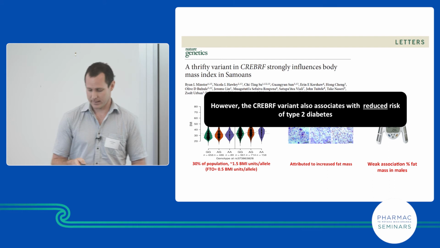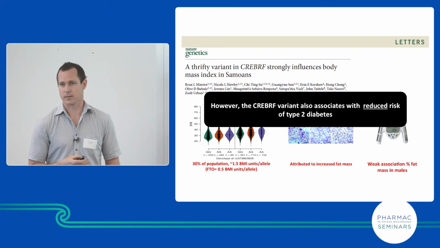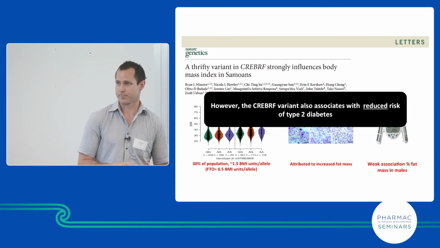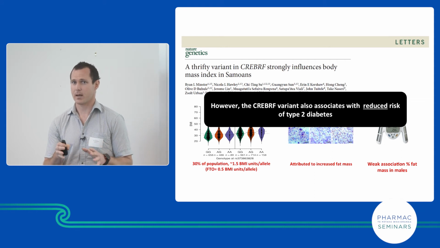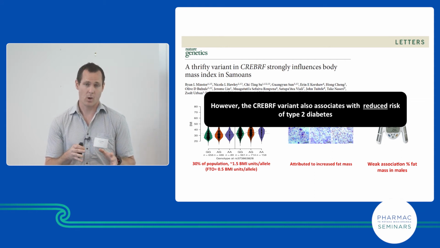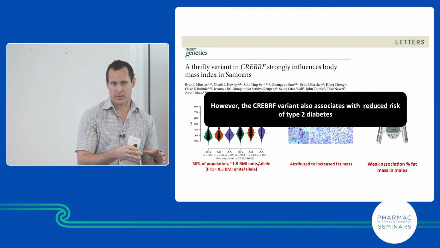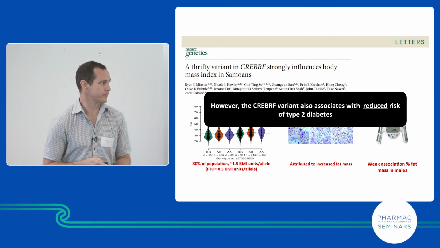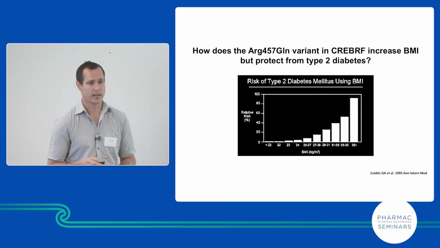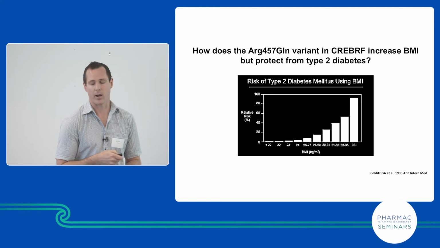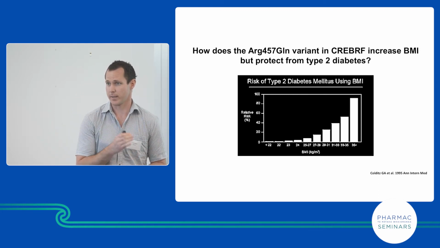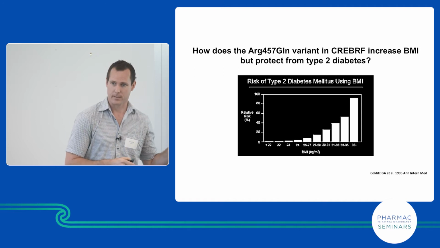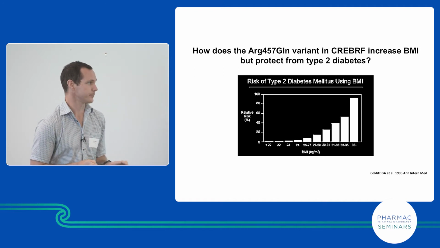And this is particularly interesting because it dramatically reduces the risk of someone developing type 2 diabetes if they have this variant. So if we can understand how this variant is reducing the risk of type 2 diabetes, perhaps this pathway can be targeted in the future for treatment, or we can stratify people without this variant for earlier interventions. So we're doing some studies to try and understand this. This just really highlights that normally, particularly in European populations, increased BMI is associated with increased risk of type 2 diabetes, but this doesn't happen with the CREBRF variant.